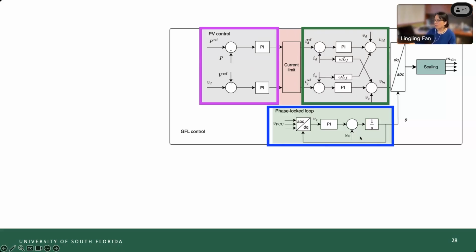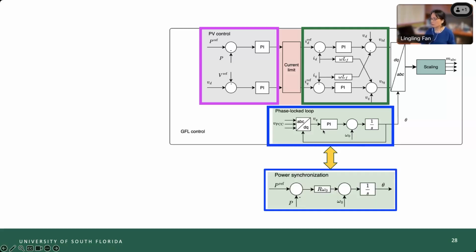All right, so let's look at this one. This is again a grid following control that has three units, right? Outer control, inner current, and the phase-locked synchronization. So let's do the first one. Instead of using voltage, now we are going to use power. So power reference minus power, and do a droop control to generate the angle. A lot of people use that, or you can do some kind of variation, such as virtual synchronous machine control using swing dynamics.